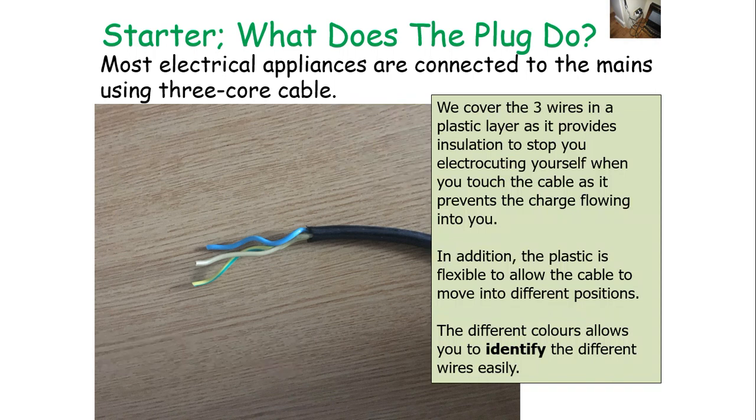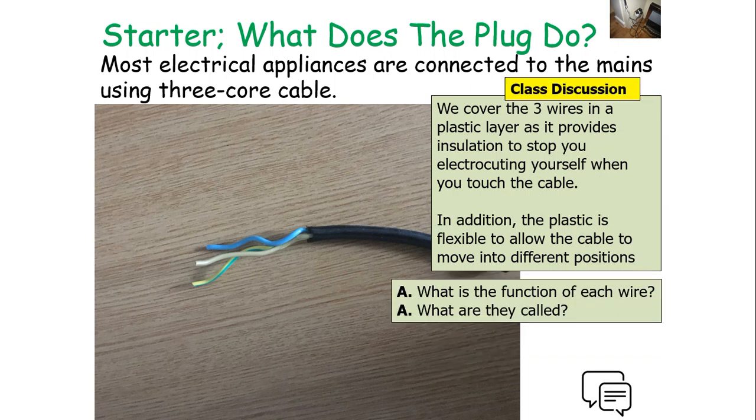Number 1, it provides insulation to stop you electrocuting yourself if you touch the cable, as it prevents charge flowing from the wire into you. In addition, the plastic is flexible to allow the cable to move into different positions in your plug. And then finally, the different colours of the insulation allow you to identify the different wires easily.